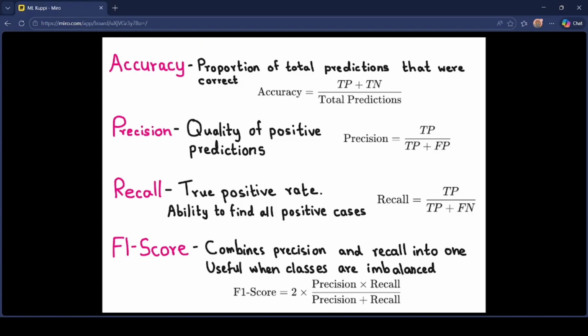And the next metric is the F1 score. Here we are going to combine the precision and recall into one metric, because this is very useful when the classes are imbalanced. The formula here shows how to calculate the F1 score.